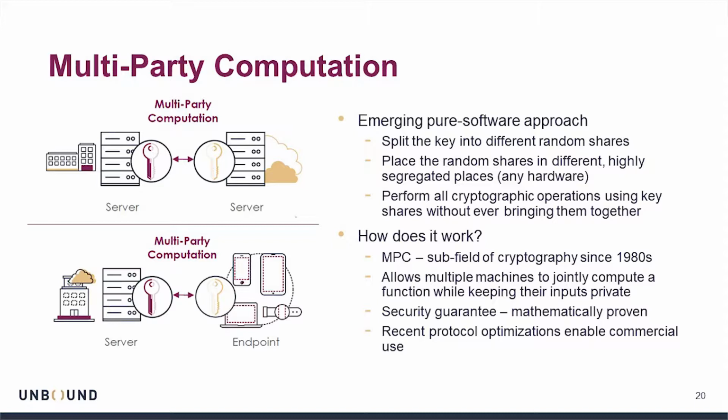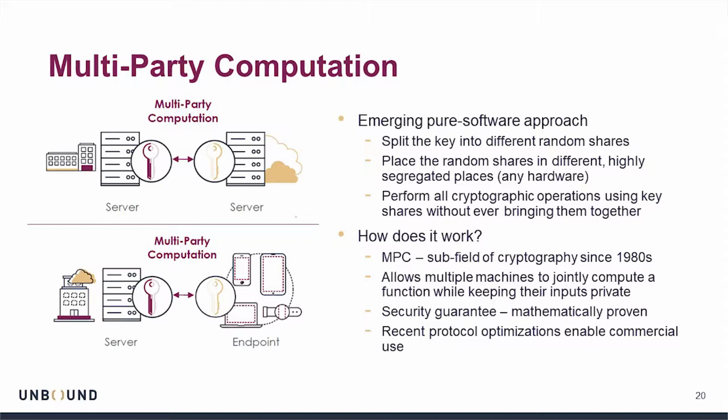So if you just see that one piece, you actually can learn nothing at all about the entire key. You have to get all of the pieces at the same time to learn anything about the secret key. And you place these random shares of the key in different places with strong separation or segregation between them. They can be different servers or endpoints, a mobile and a server, or anything that you want.